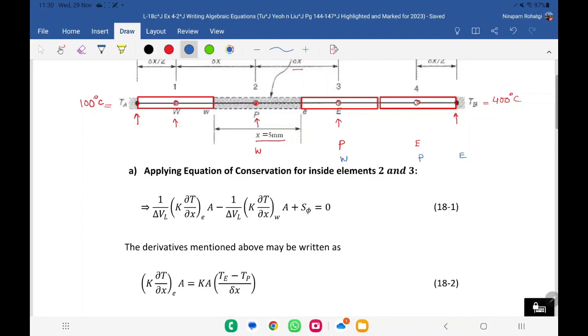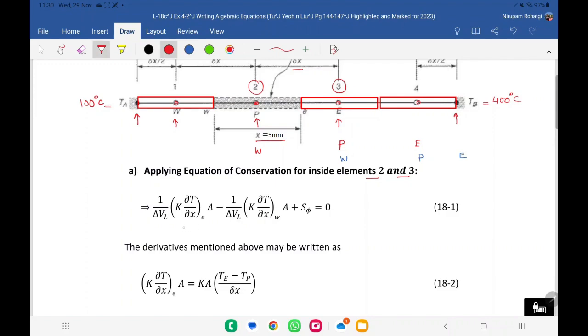Now, what we are doing is applying this equation of conservation inside element 2 and 3. So this is your element 2 and this is your element 3. You are applying the equation at these elements. For inside elements, the equation is like this. We have seen this equation.